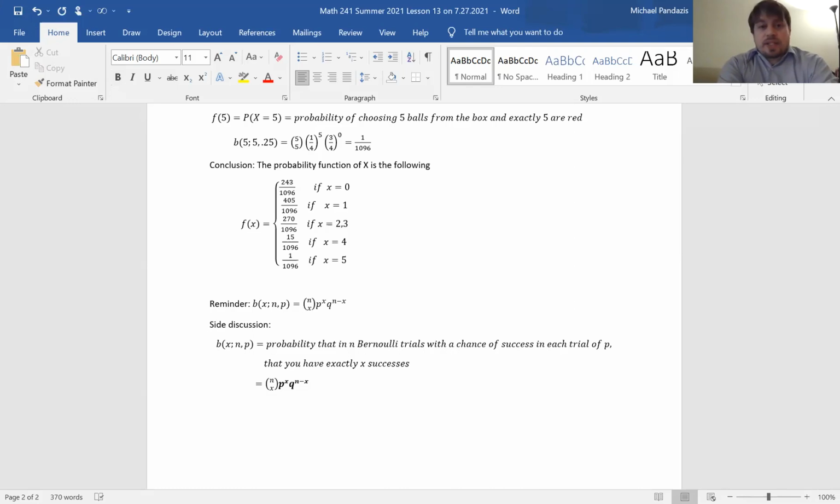Okay, so now let's continue. So let's go to 4.5.4. This is on the hypergeometric distribution. Okay, so that's the definition.